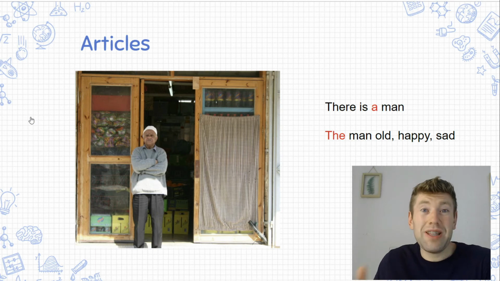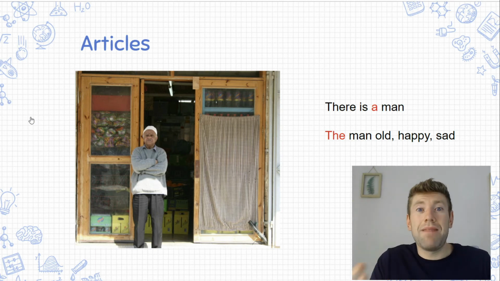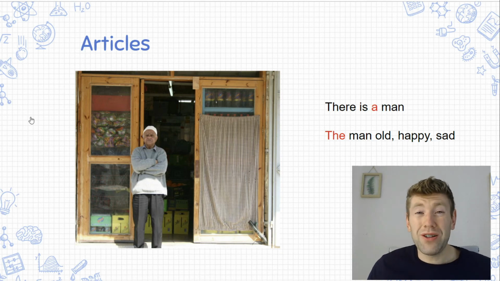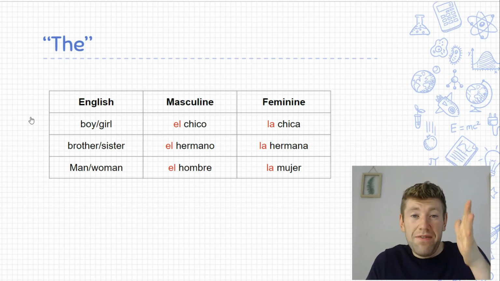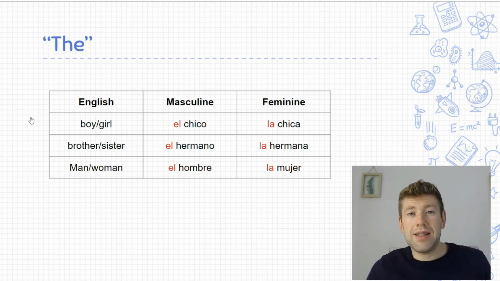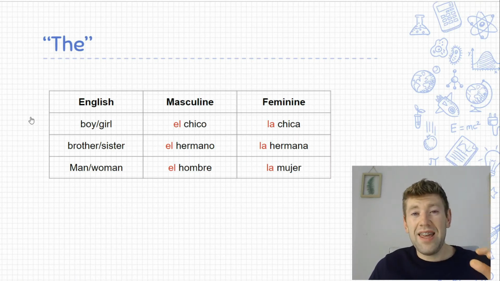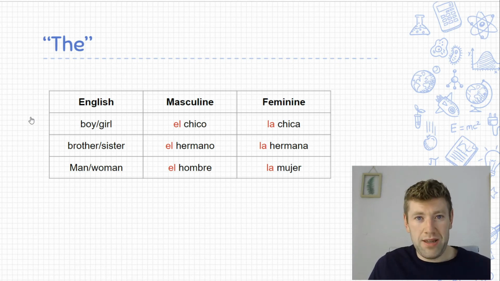It's just introducing someone, and now we're going specific. The man is happy. The man is sad. So these are just known as articles, and in Spanish, depending on the gender, they change. So, for example, if the noun is masculine, the is el. For example, the boy, el chico, the brother, el hermano, or the man, el hombre. Okay, so that the is represented by el.